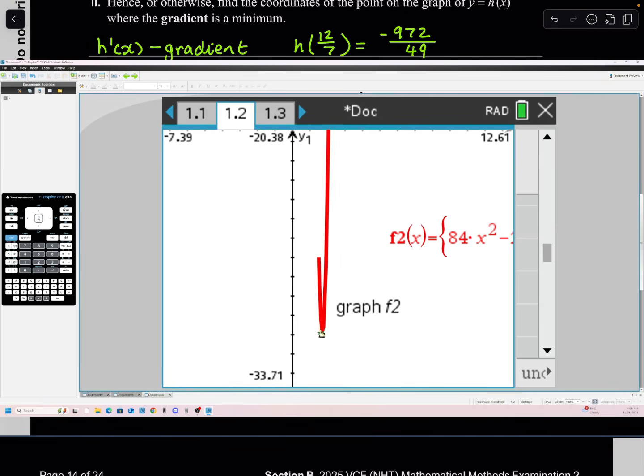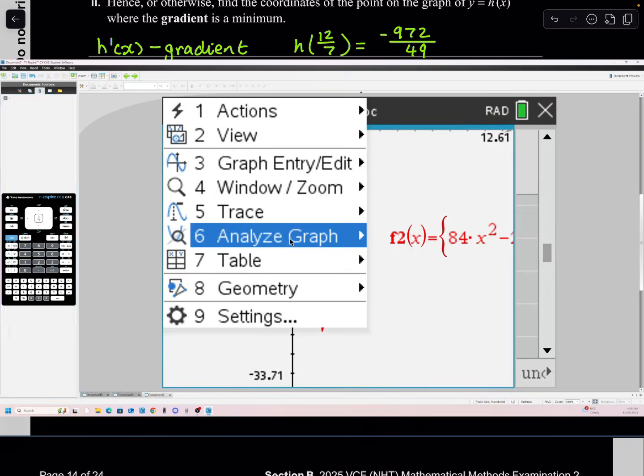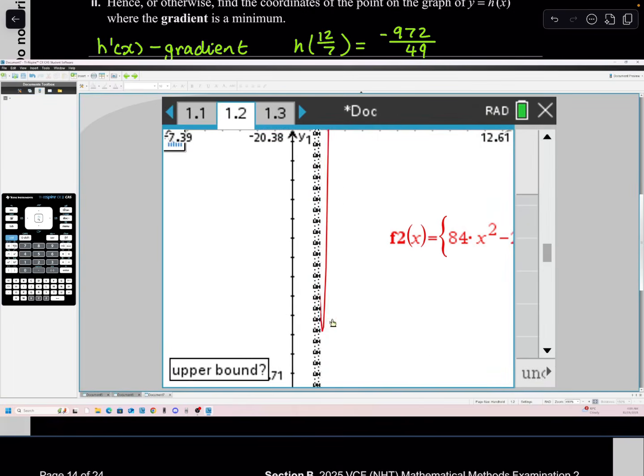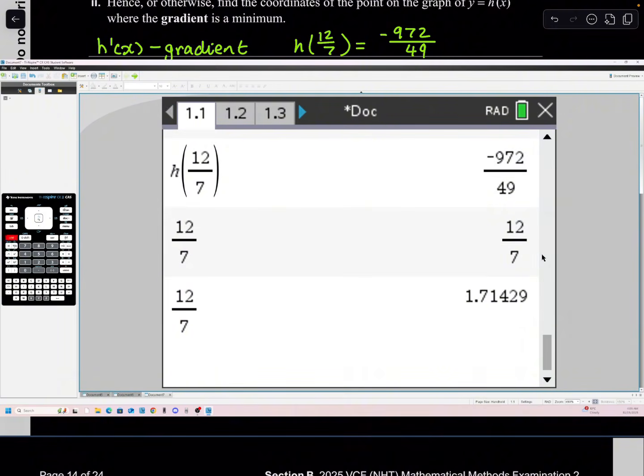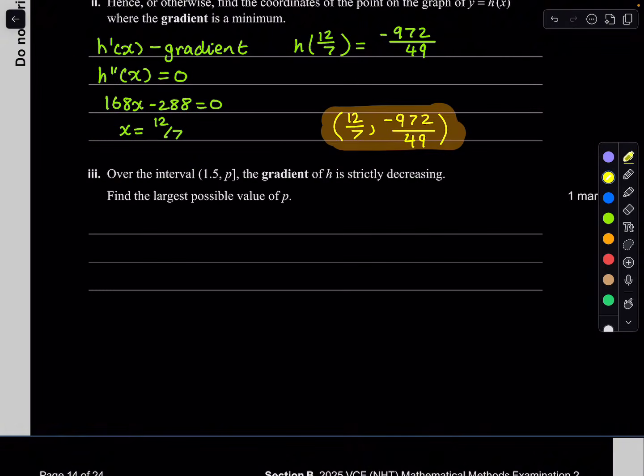Do you see that? So your p-value is basically the minimum turning point, which we just calculated, wasn't it? 12 over 7? Yeah, it was 12 over 7. 1.71 is 12 over 7, yeah. So that's your largest p-value. That's actually not hard. 12 over 7. Beautiful. So 1 mark there.